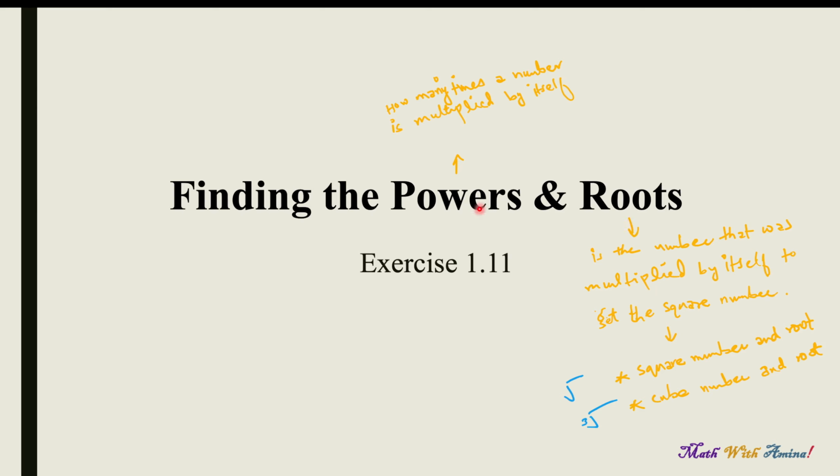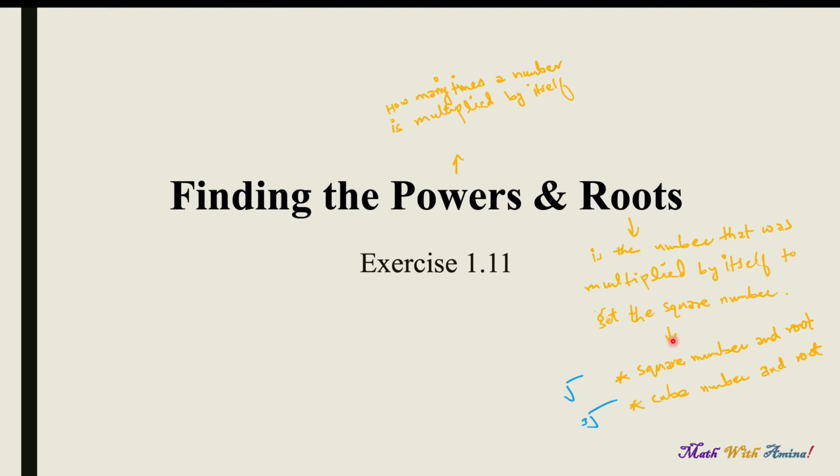So a power tells us how many times a number is multiplied by itself. Instead of writing the same multiplication repeatedly, we use exponents, or we call them powers, as a shortcut. On the other hand, we have roots. We can define roots as the numbers that were multiplied by themselves to get the square number.